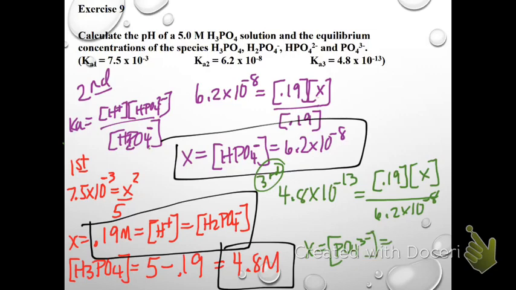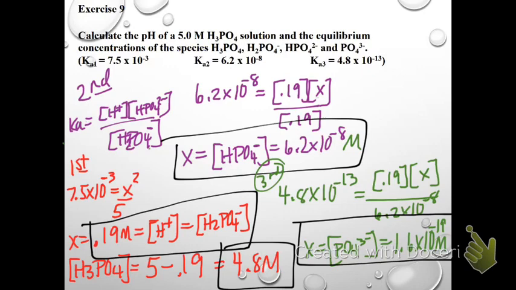ends up being really, really small. 1.6 times 10 to the negative 19 molar. Forgot to put molar on that one. Box that one in black so you know which one it is. Now, I think that's a fun problem.